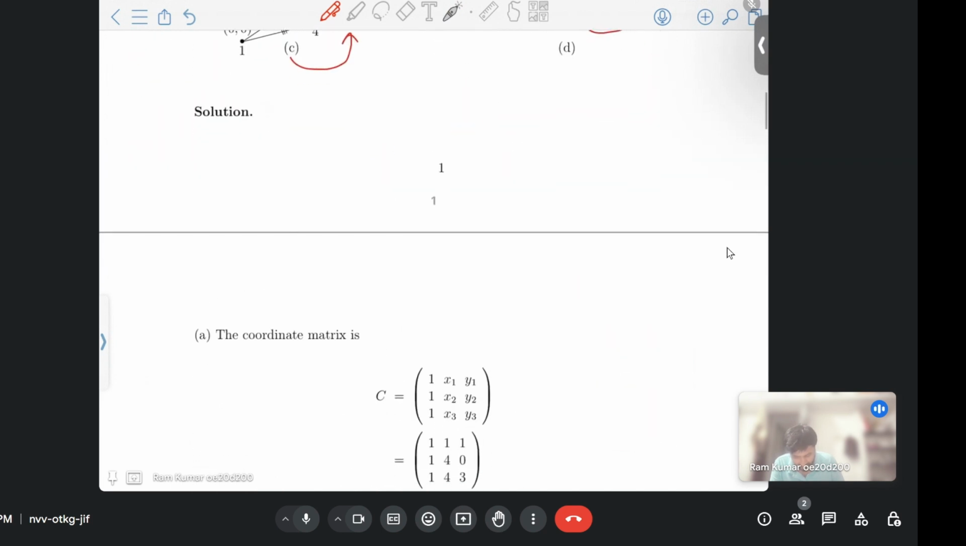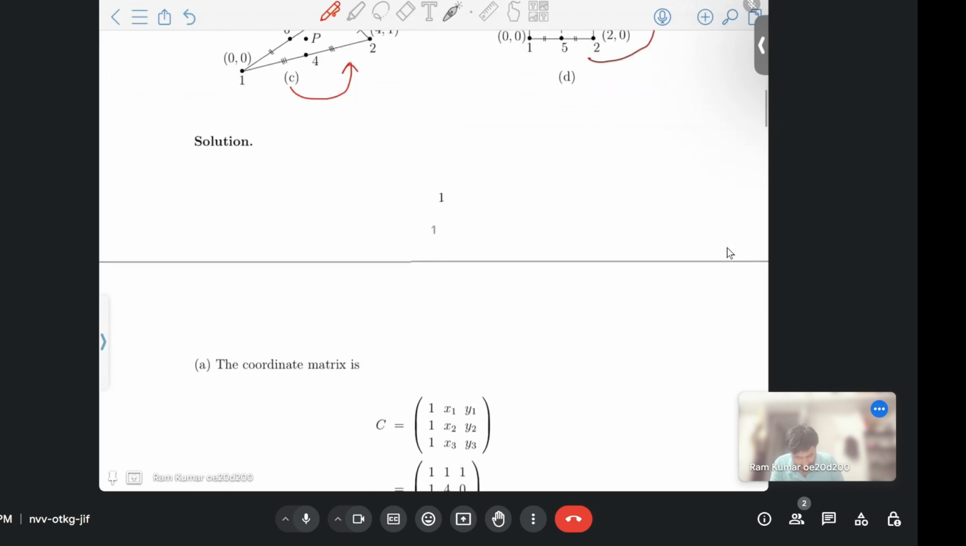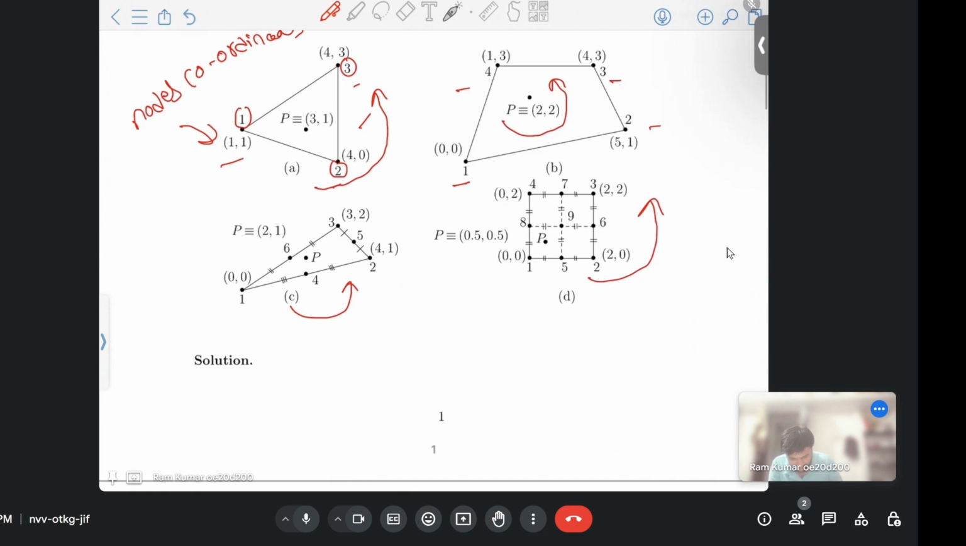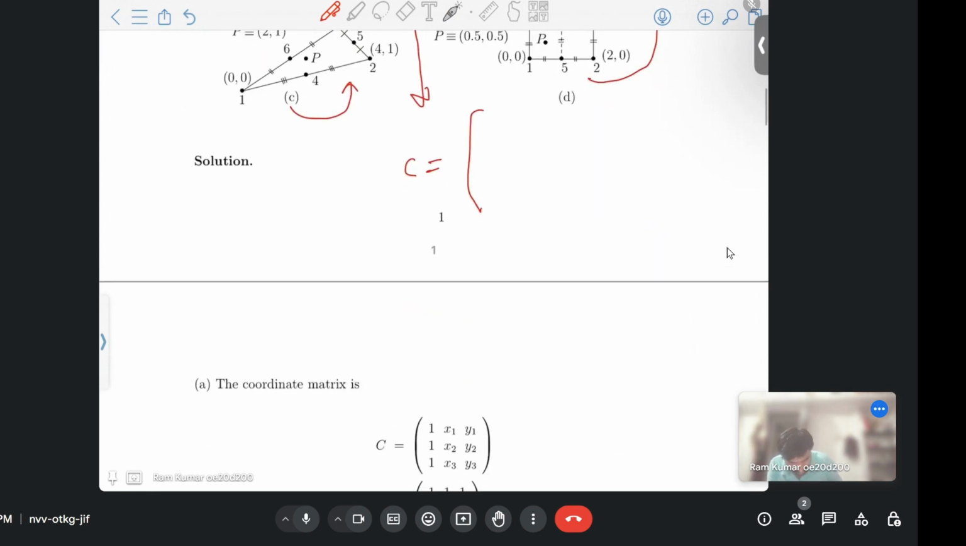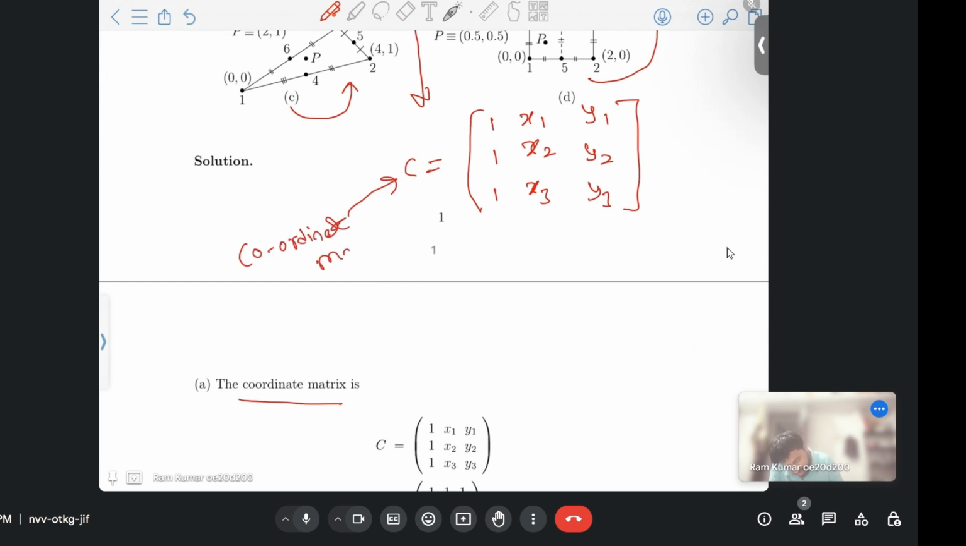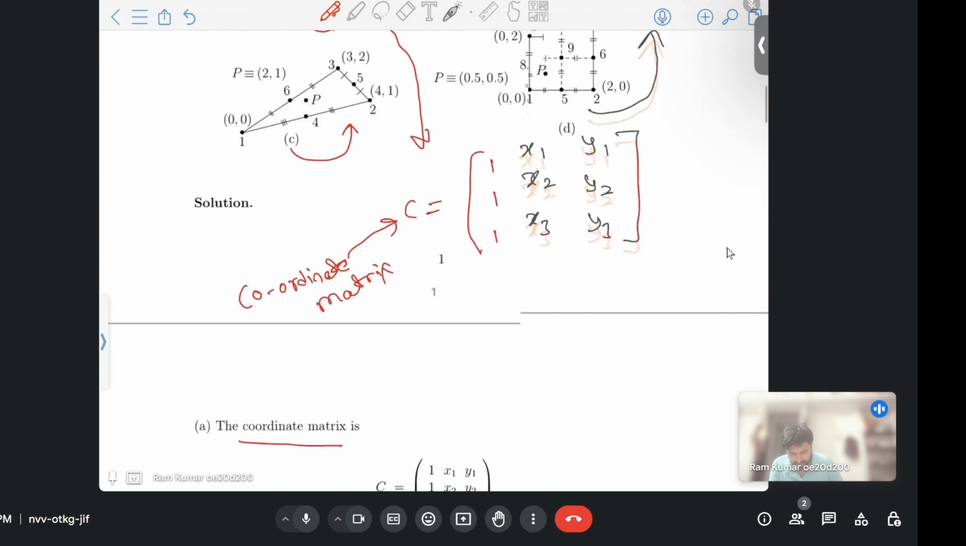First we will write the coordinate matrix. For this element, it will be C, with rows 1 1 1, x1 x2 x3, y1 y2 y3. This is our coordinate matrix.